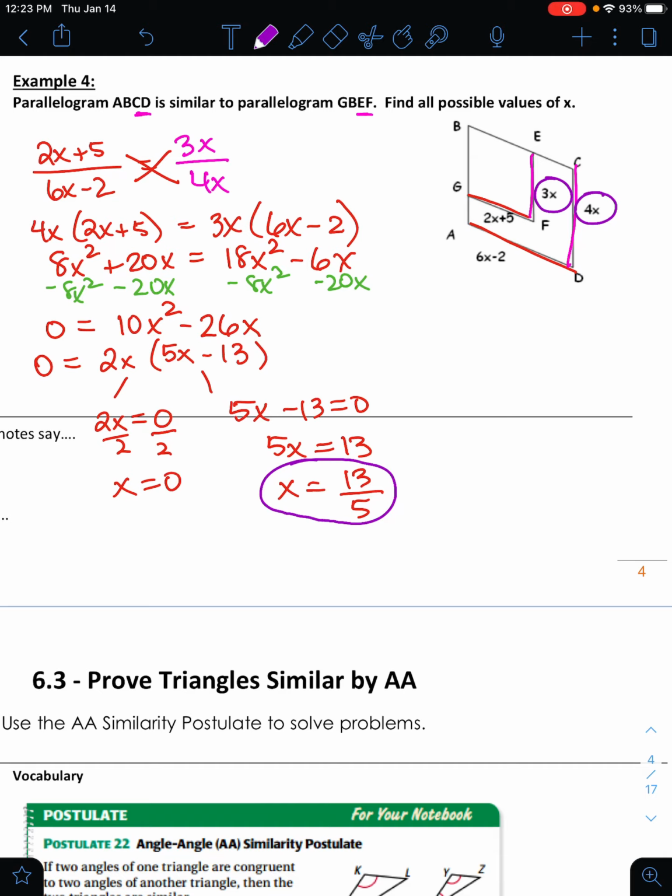Okay. So don't forget, when we're dealing with shapes, you always have to plug back in to make sure that it fits and makes a reasonable number on your shape. Okay, that's it for this first section.